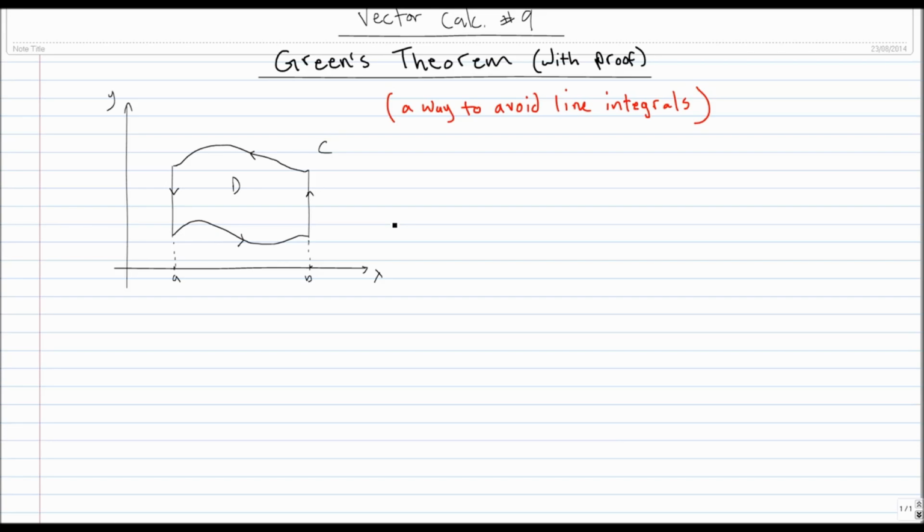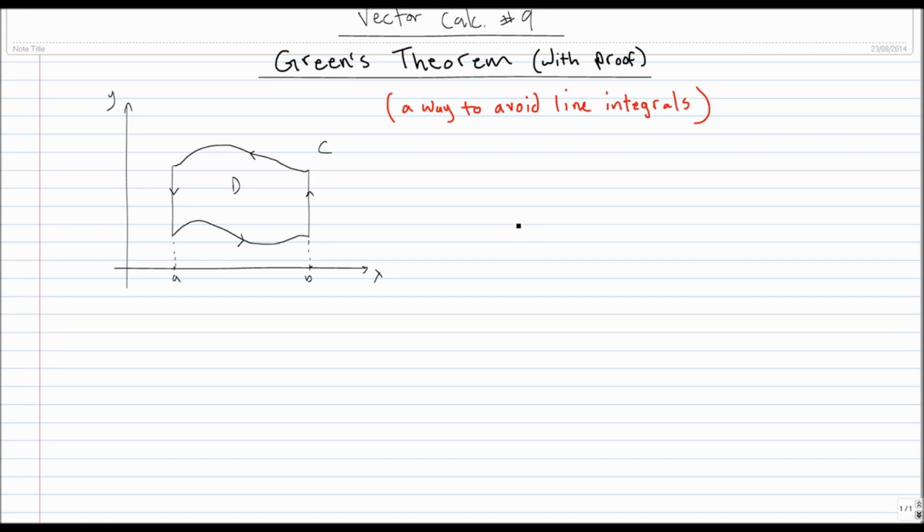Okay, so in this video I'm going to start one of the three major theorems in vector calculus, this being Green's theorem. The other two major theorems are Stokes' theorem, which is very similar to Green's theorem, and the divergence theorem, which is also similar to Green's theorem. So basically Green's theorem is a convenient way for someone to avoid doing line integrals.